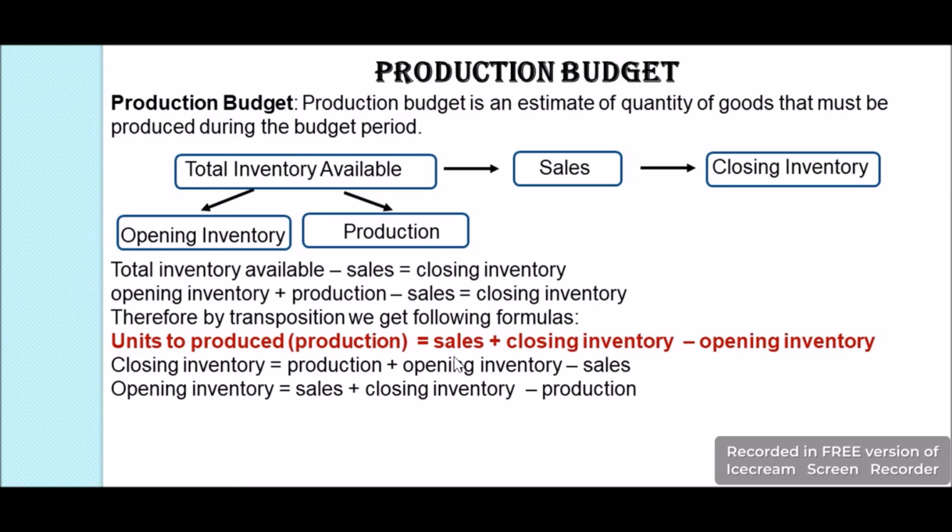So it will be sales plus closing inventory minus the opening inventory. Or if you want to find the opening inventory, then what we can do is we can keep the opening inventory here and transpose the production and the sales to the other side. So it will be sales plus closing inventory minus production if you want to find the opening inventory.